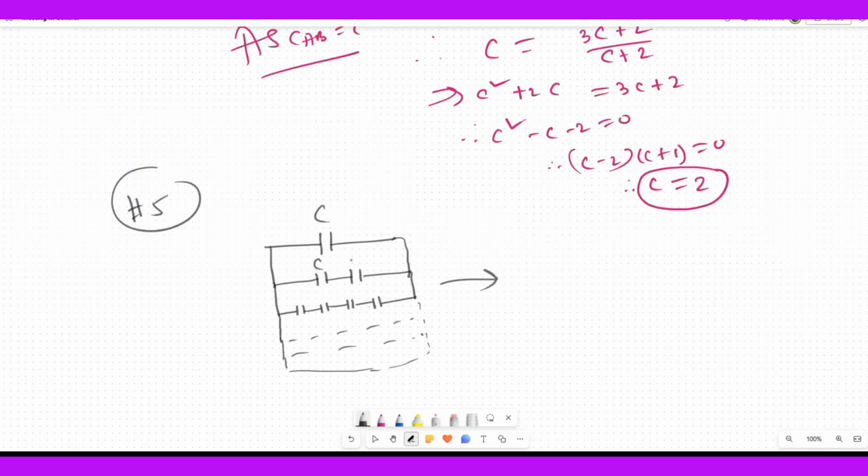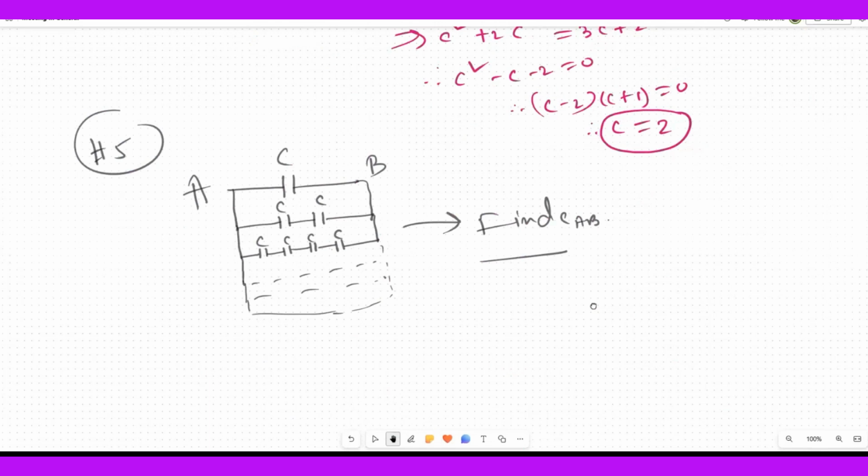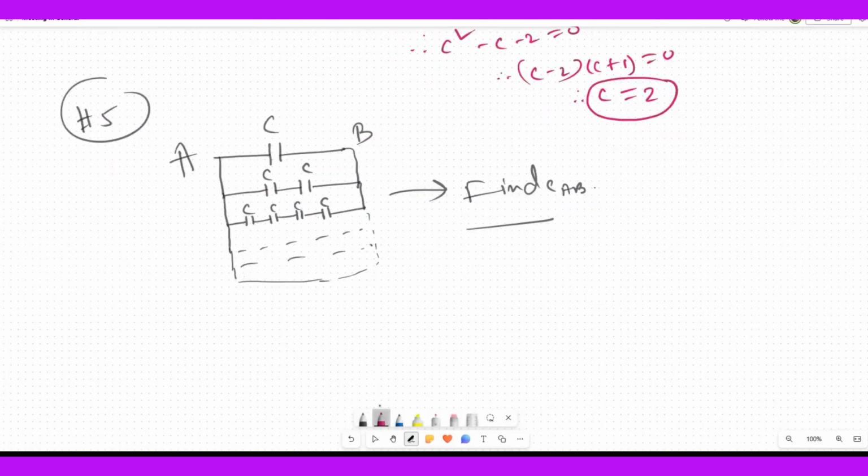Infinite loop. All are equal to C. Find the equivalent capacitance between A and B. This is not a difficult one, a little bit mathematical. So here capacitance is C only. Here how much? In series combination, C by 2. Here how much? C by 4. Next one will be C by 8 and so on.